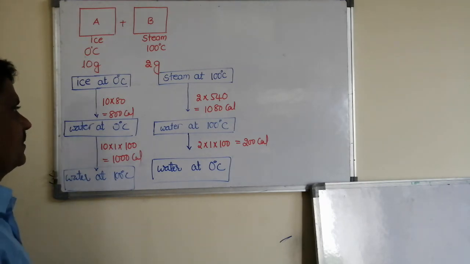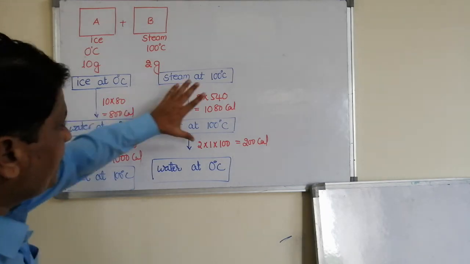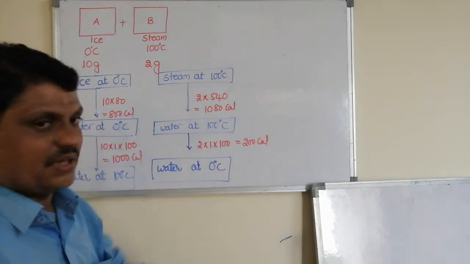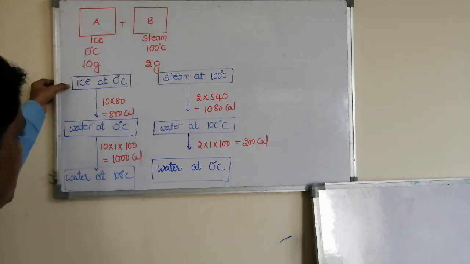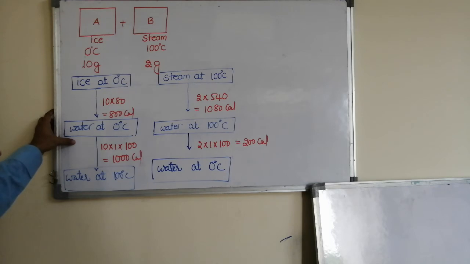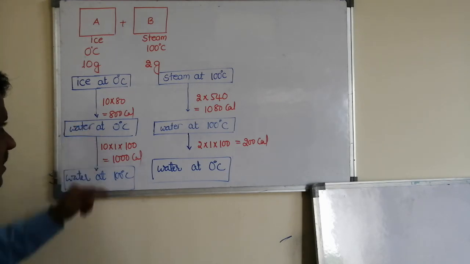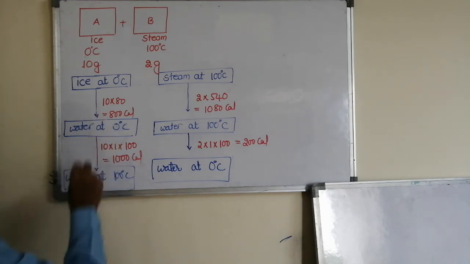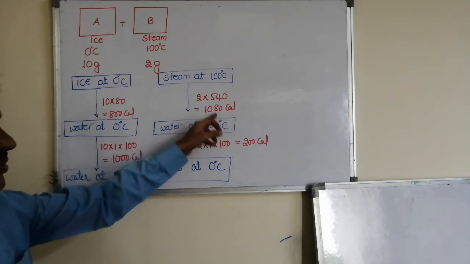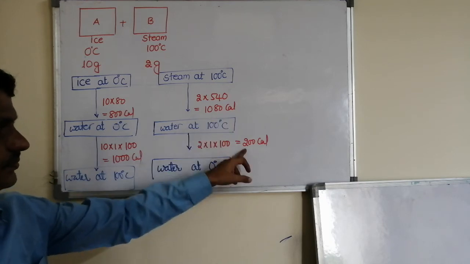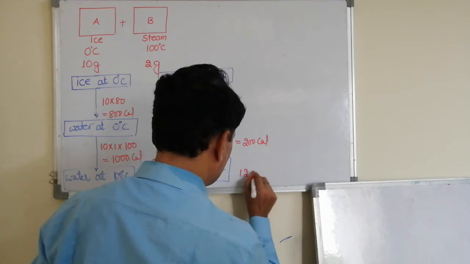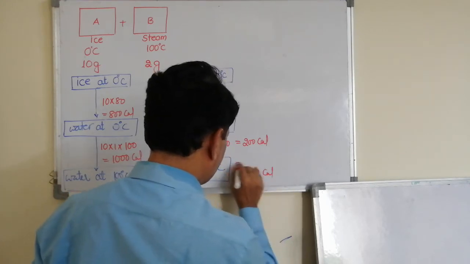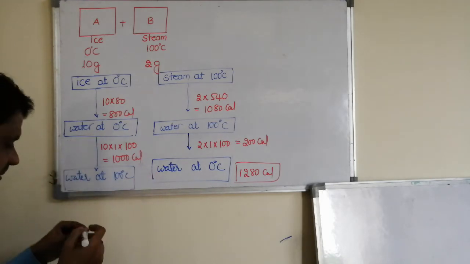See, first whenever steam gives energy, what happens? First ice converts into water. Okay, ice is converted into water. How much does it need? 800 calorie. Total 1080 plus 200 is 1280. I'll write here 1280 calorie, when I bring both to the same state.